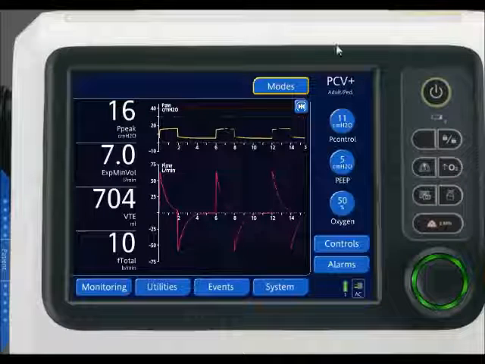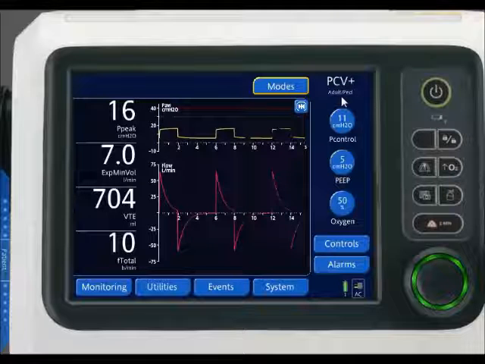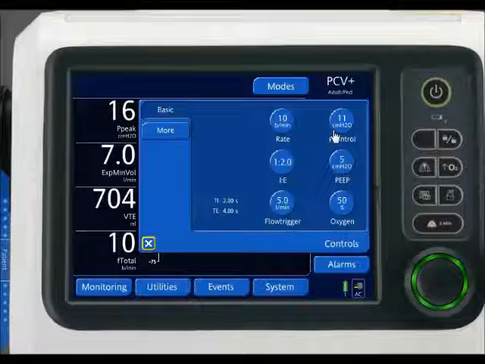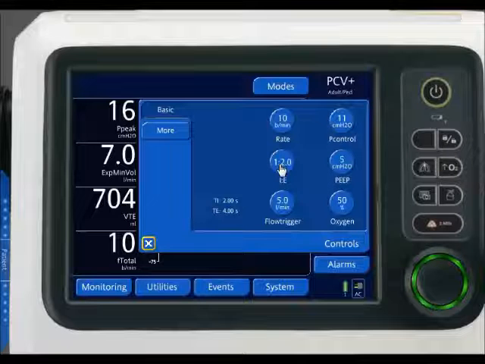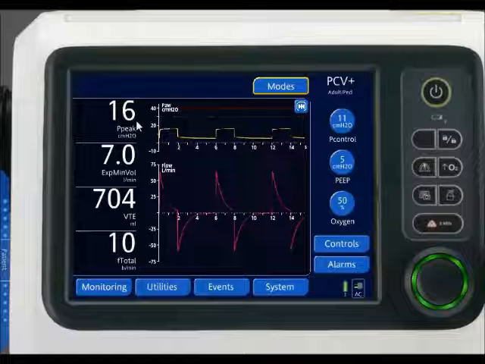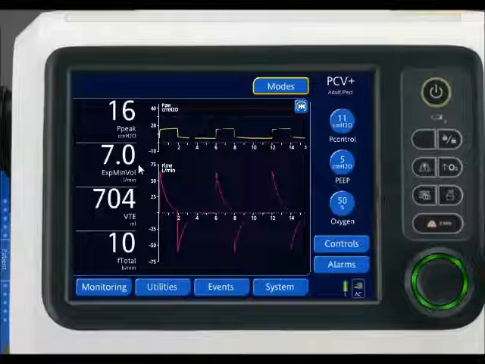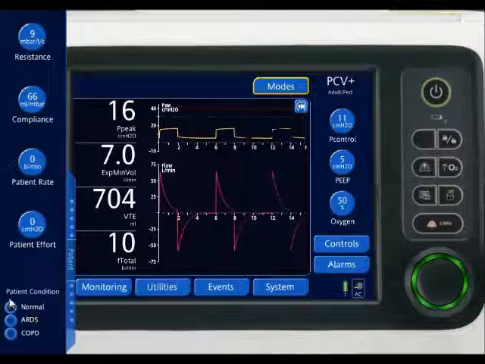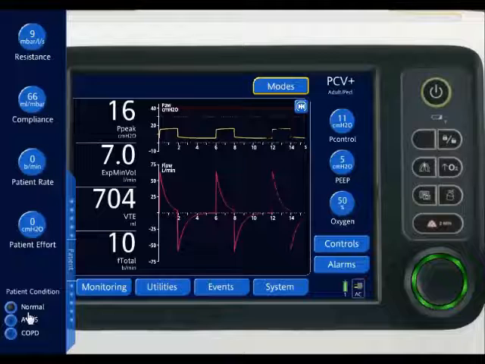Pressure control ventilation. If we look at the controls, I have a pressure control of 11 and a respiratory rate of 10. We get measured values of a peak pressure of 16 and a tidal volume of 700. Now let's look at my patient values. For a normal patient, I have a compliance of 66 and a resistance of 9.